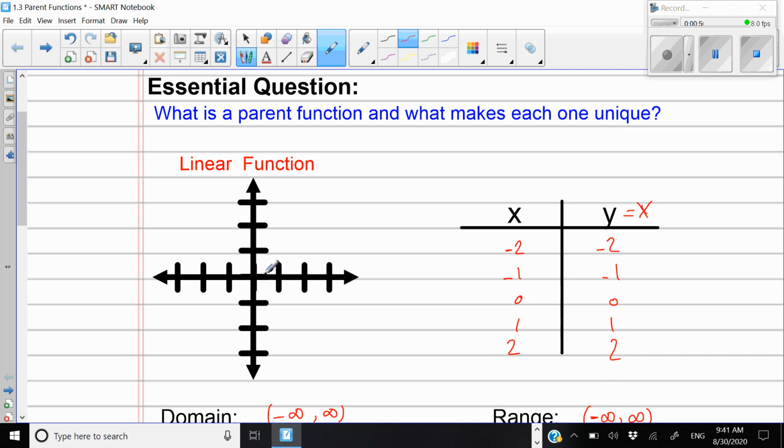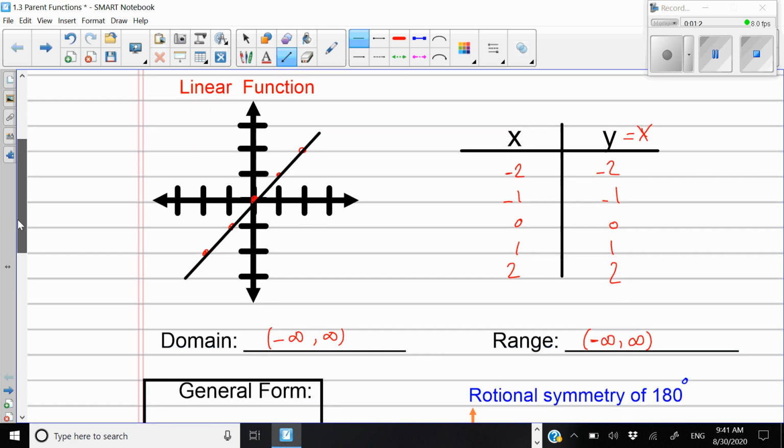Now I'm going to plot the points (0, 0), (1, 1), (2, 2), (-1, -1), and (-2, -2). Now I can graph the function by connecting these points together. So this will be the graph of this function. It's a solid, straight line that passes through the origin.